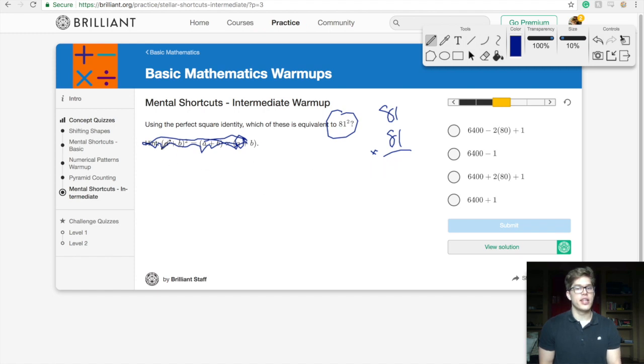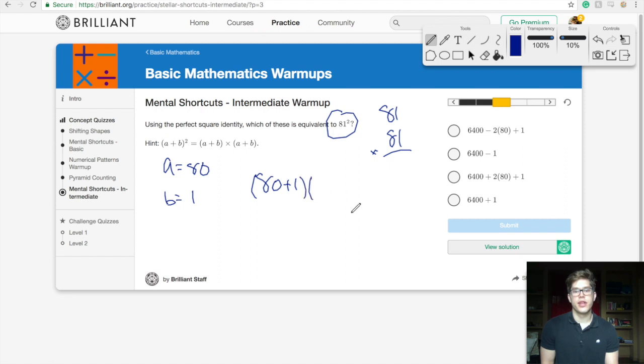And I covered this up, but you can just look right through it. So what's the point of covering the hint? They gave it to us for a reason. What do we have? Well, they're saying a plus b squared equals a plus b times a plus b. So how are they wanting us to divide this up? Well, let's let our a equal 80 and our b equal 1. So what does that give us? Well, we have 80 plus 1, which is of course 81, times 80 plus 1.